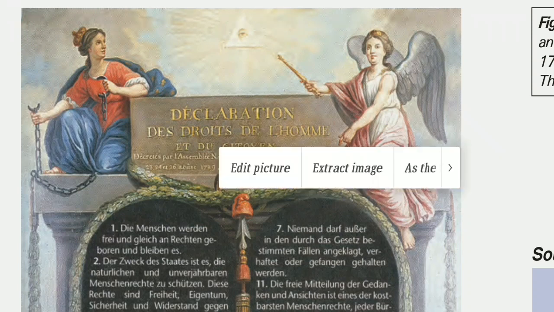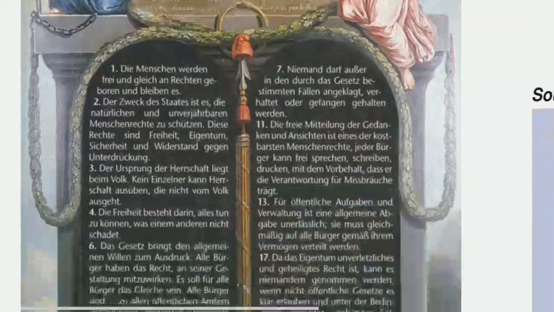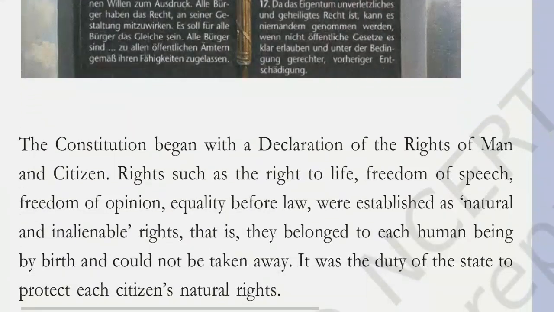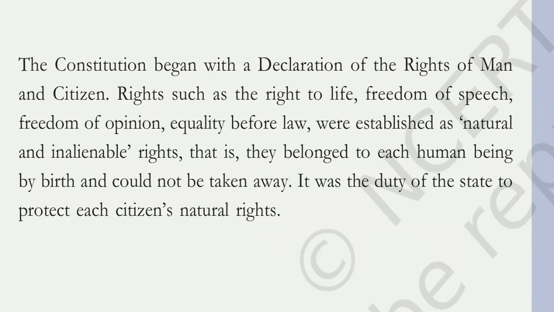Here we can see it is written in the French language. We will be discussing it below. Here, the Constitution begins with a declaration of the rights of man and citizen. As we have already studied in our Constitution, the right to life, freedom of speech, freedom of opinion, and equality before law were established as natural and inalienable rights.